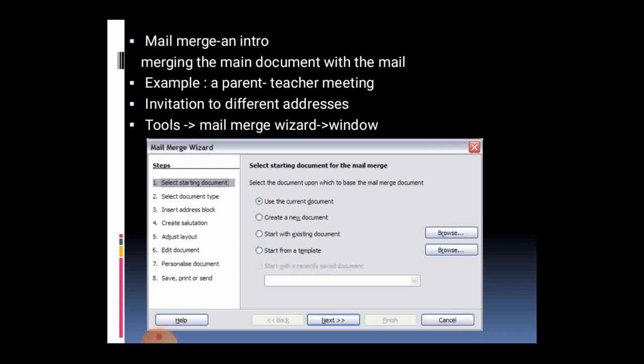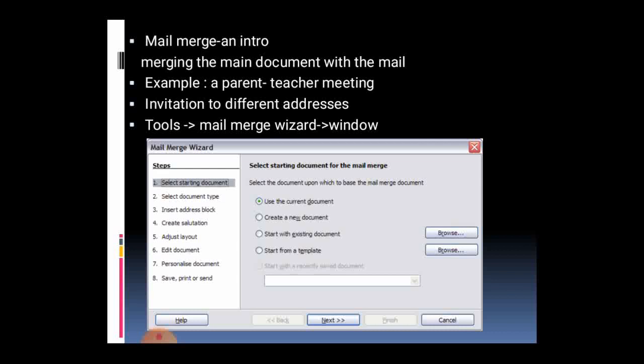The address of the parents may be different. So what we are going to do is merge the main document with different addresses at the same point. This is known as mail merging.